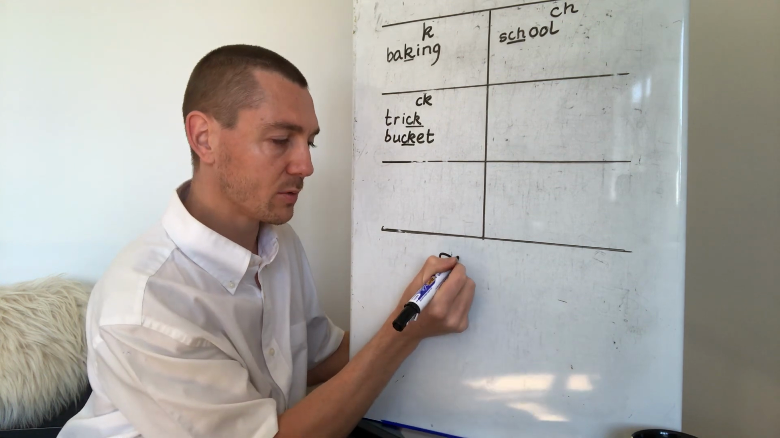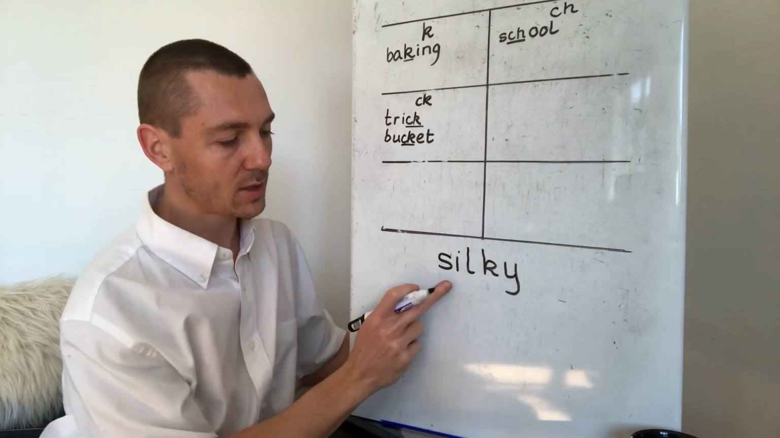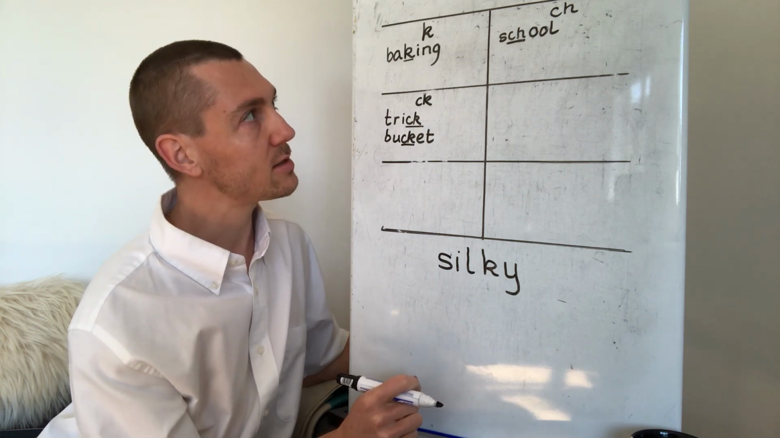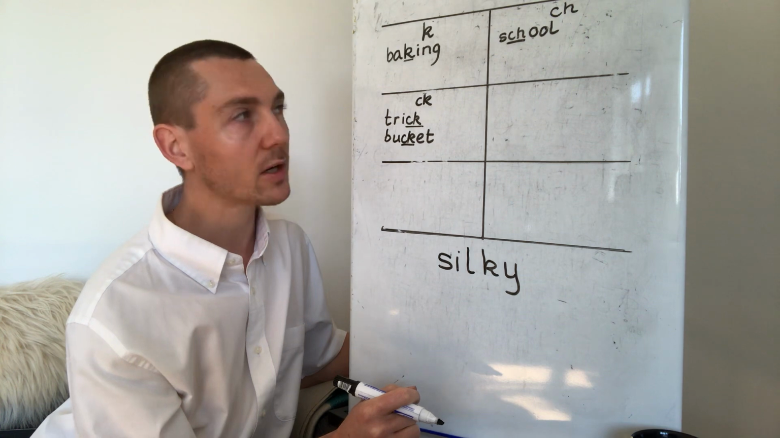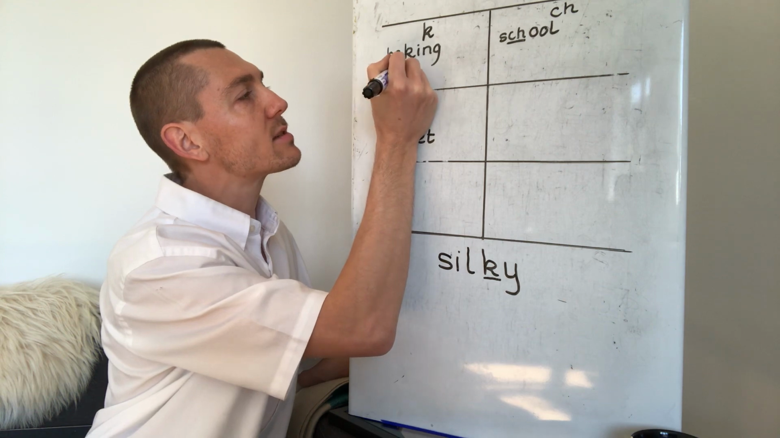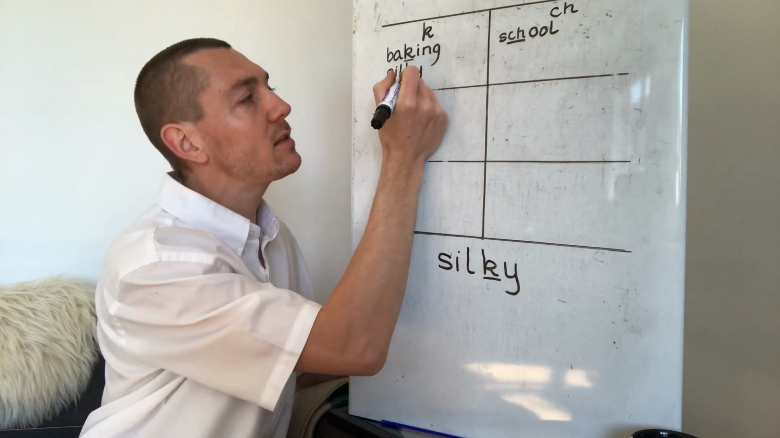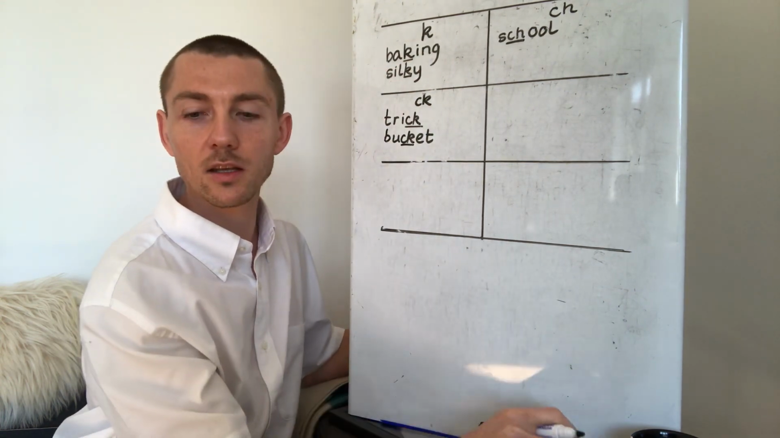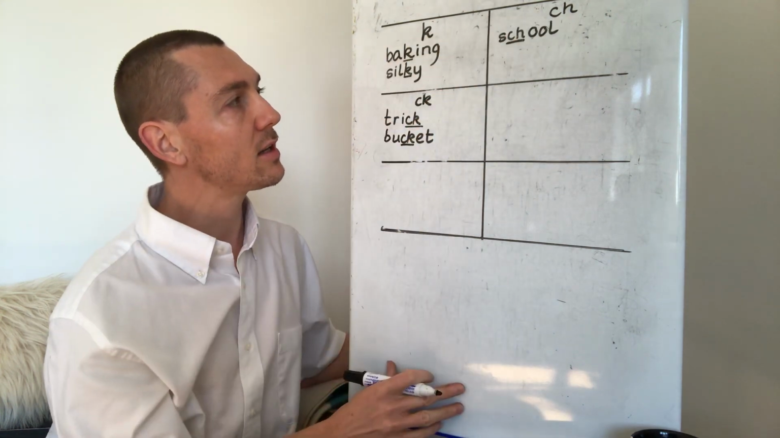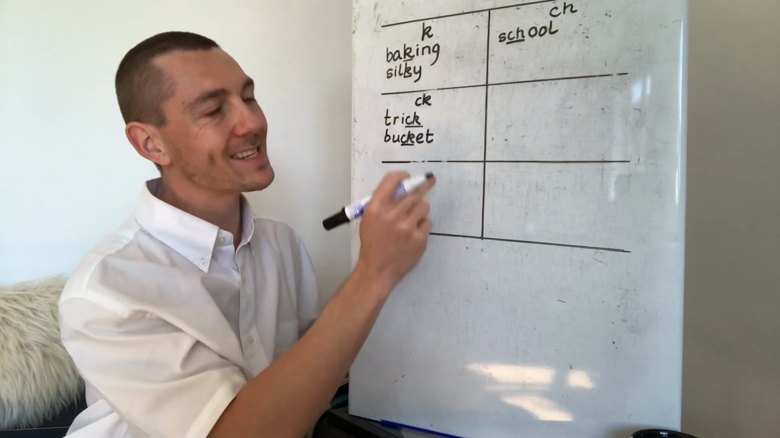Okay, a 2-syllable word again. One, 2, 3. Silky, good. So silky has what spelling of k? It has the K spelling of k. So here it goes with baking. Sil, k, e, key, silky. Silky. So far we've got 3 different spellings of the k sound that we've been able to find in those 5 words. We've got the K spelling, the CH spelling, and the CK spelling.